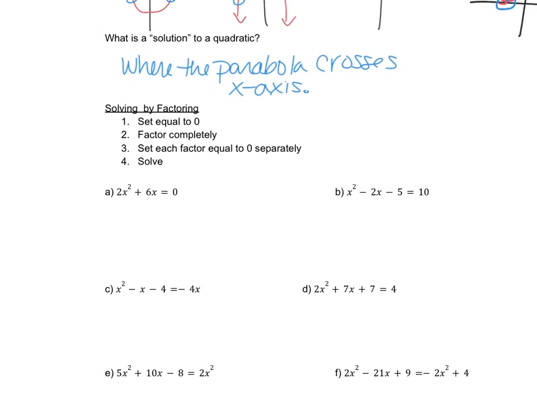Okay, so like I said, factoring comes up a lot. So first, how you solve by factoring is you set it equal to 0. Okay, so sometimes you might have to move some stuff around to get a 0 on one side, but it always must be equal to 0. Factor completely, whichever method you need to, and then set each factor equal to 0 separately and then solve.